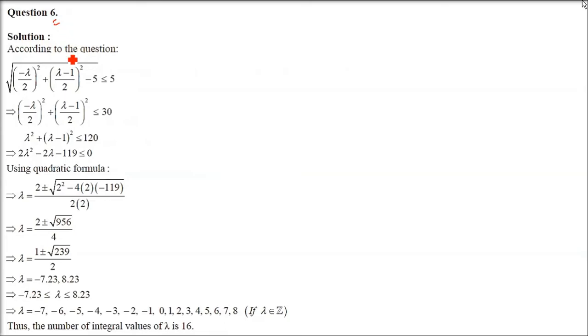This is question number 6. The number of integral values of lambda for which the equation lambda x square plus y square plus lambda x plus lambda 1 minus lambda y plus 5 equals 0 is the equation of a circle whose radius cannot exceed 5. This question we have already done in detail. It is the 8th question of the very short answer questions of this chapter, the circle. If you go to that exercise which I explained, question 8 is exactly the same thing.